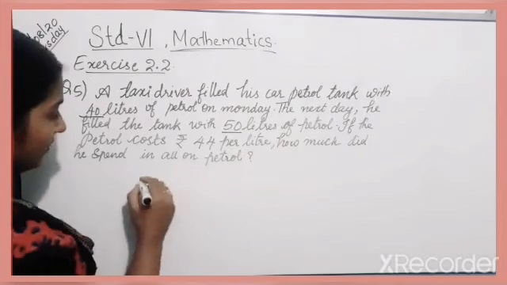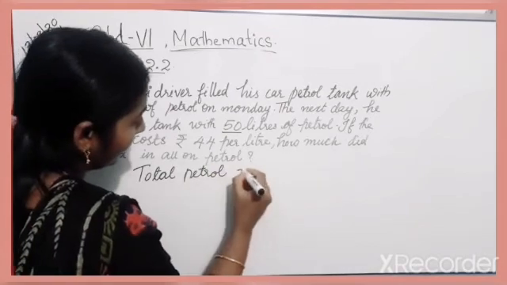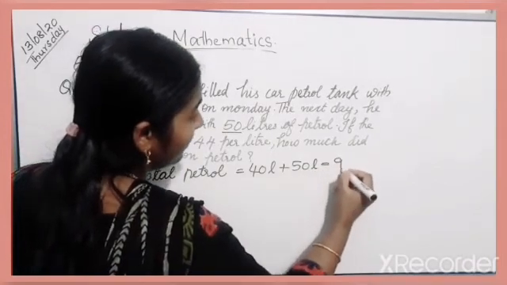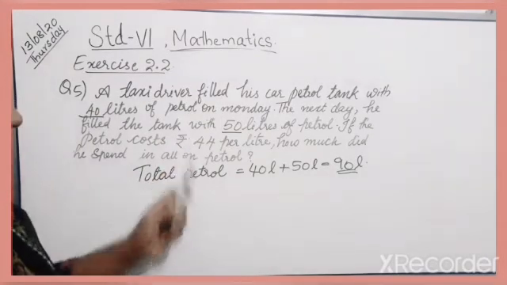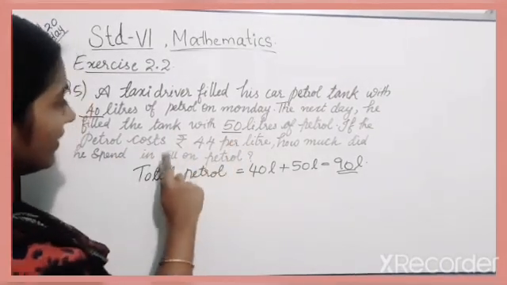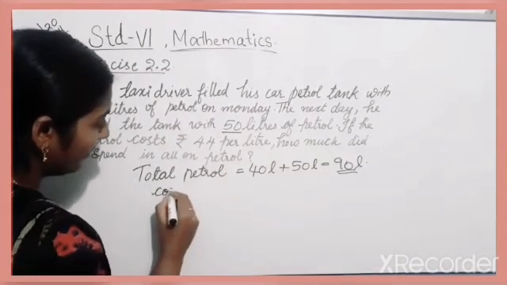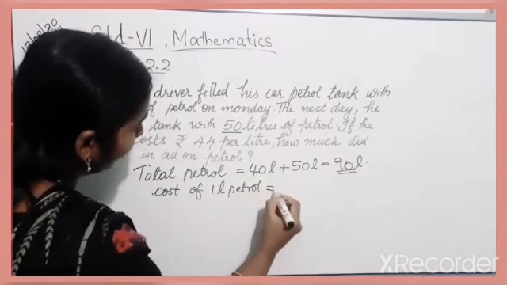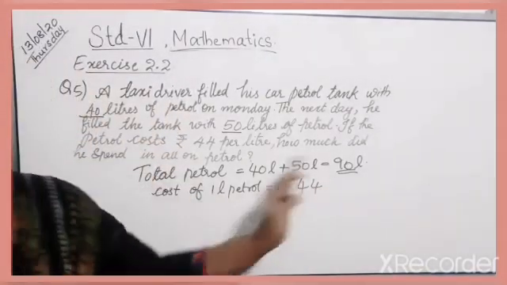So you can write total petrol. What is that? Total petrol is 40 liters plus 50 liters, which is equal to 90 liters. This is the total petrol he filled in his car. Then the next is the cost of 1 liter of petrol, which is given. What is the cost of 1 liter of petrol? Cost of 1 liter of petrol is equal to rupees 44.